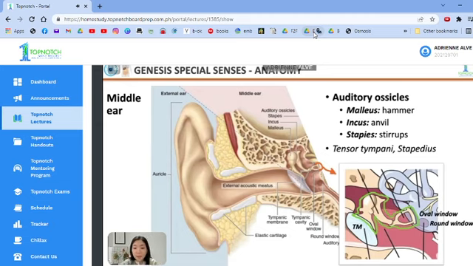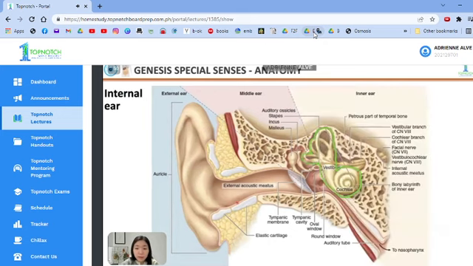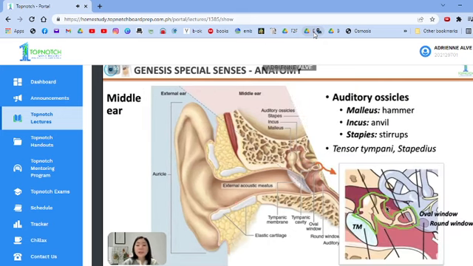And you have here two small skeletal muscles, the tensor tympani and the stapedius, which insert into the malleus and stapes, and they are thought to function to limit the ossicle movements and limit sound transmission.